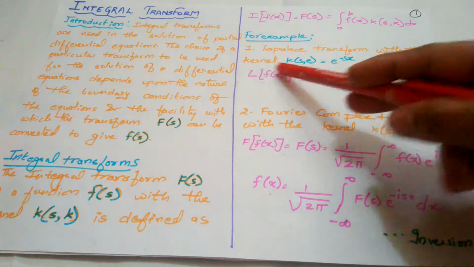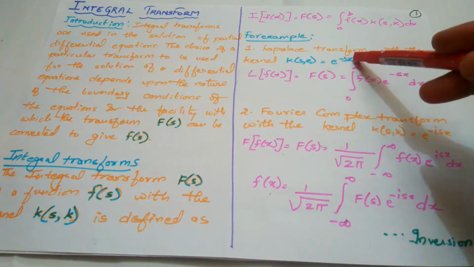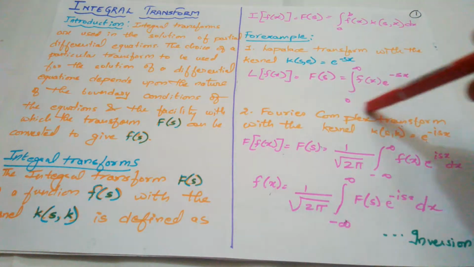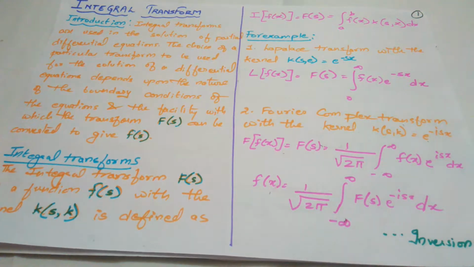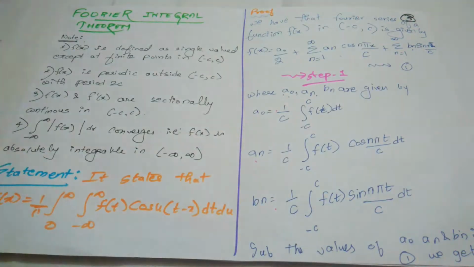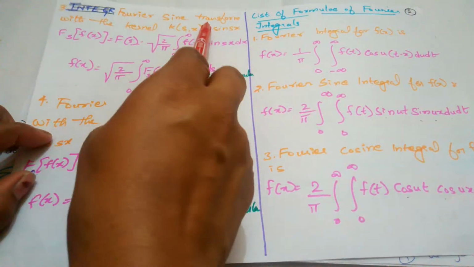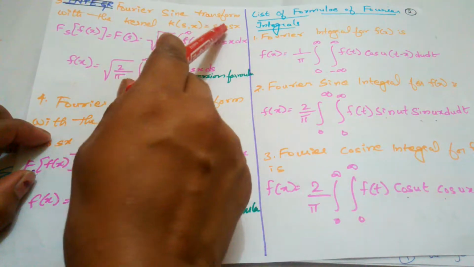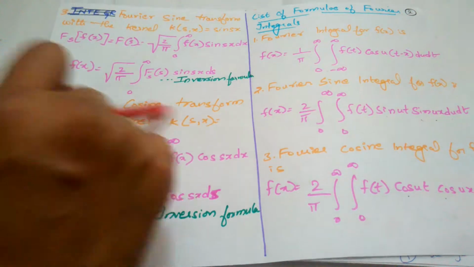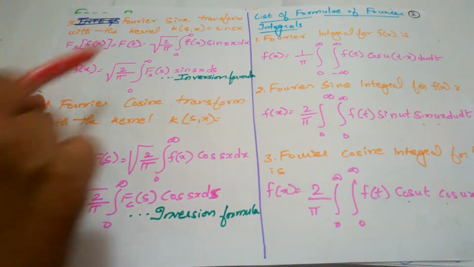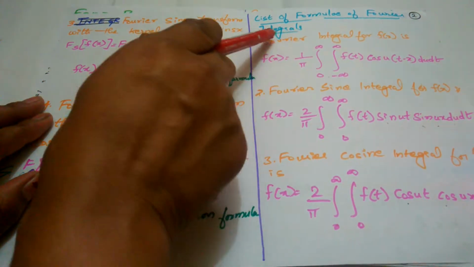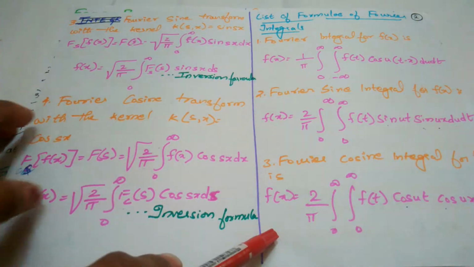Laplace transform, where its kernel's value was e raised to minus sx. Then the Fourier complex transform, where its kernel value is e raised to minus i sx. Then the Fourier sine transform with its kernel value sin sx, and the cosine transform with its kernel value cos sx. Then the list of formulas of Fourier integrals. These were the three lists of formulas.